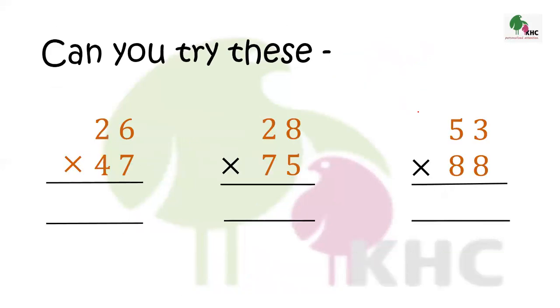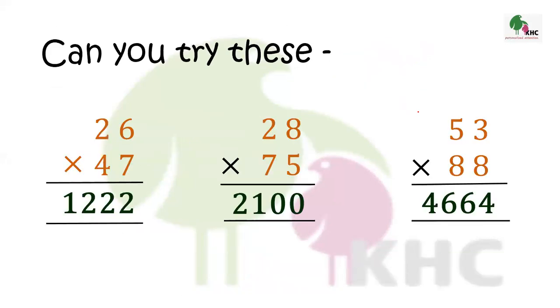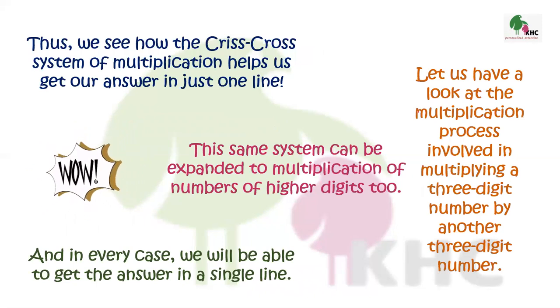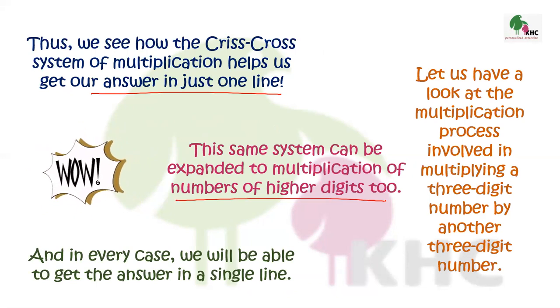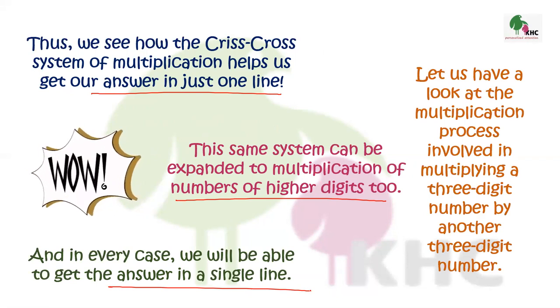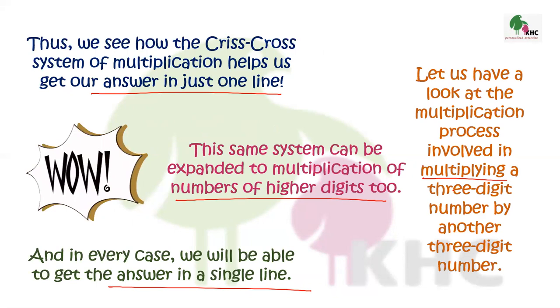Similarly, try these 3 questions and you have your answers here to verify as well. Thus, we see how the crisscross system of multiplication helps us get our answer in just one line. Now, this system can be expanded to multiplication of numbers of higher digits too, and in every case, you'll get the answer in a single line. Okay. Now, let us look at the multiplication process involved in multiplying a 3-digit number by another 3-digit number.